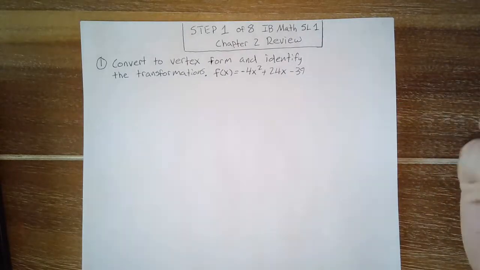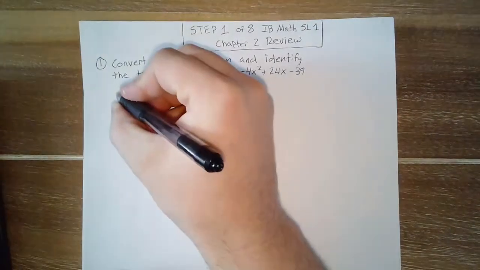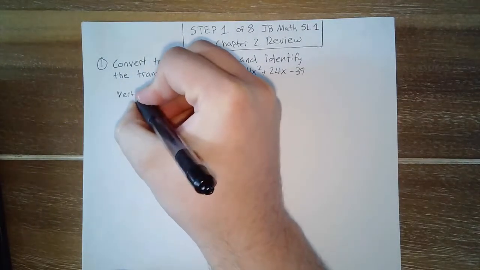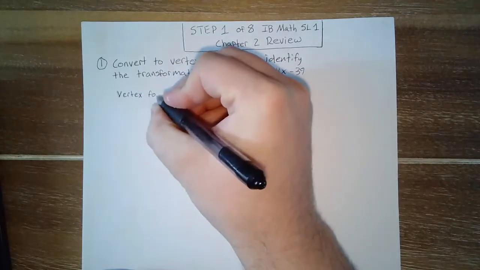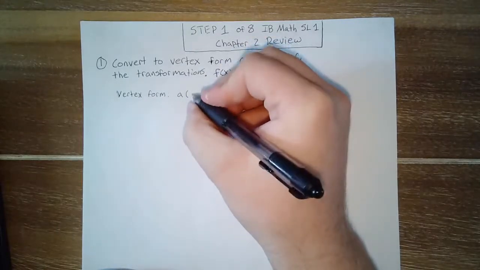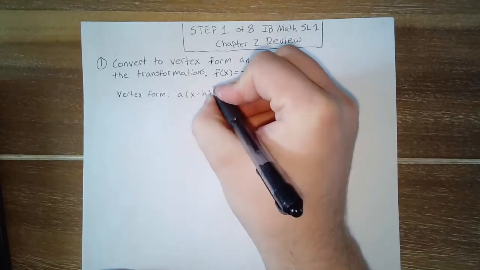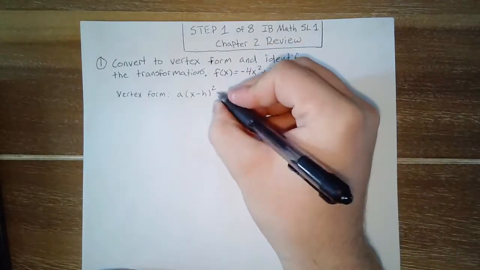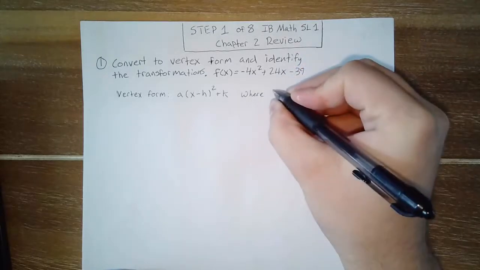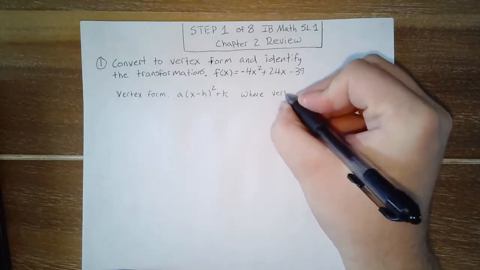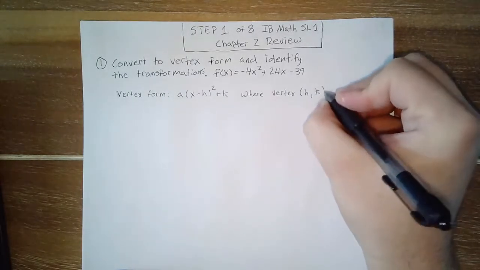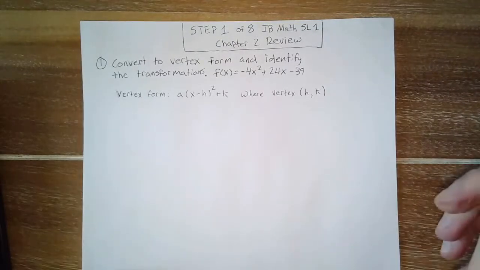One of the things that I would like you to remember is that vertex form for a quadratic looks like this. We have a times the quantity x minus h squared plus k, where the vertex is given to us by h comma k. And that's going to be important for us when we actually figure out what our vertex is.